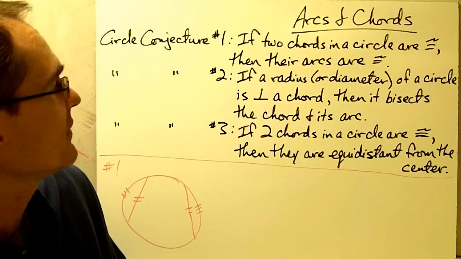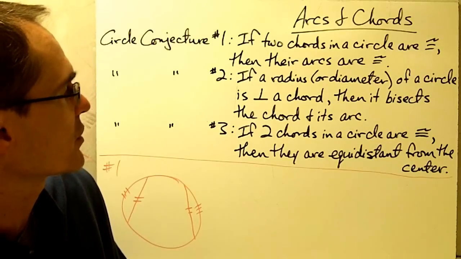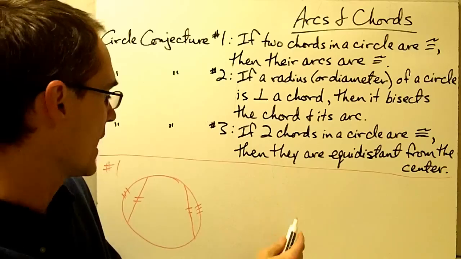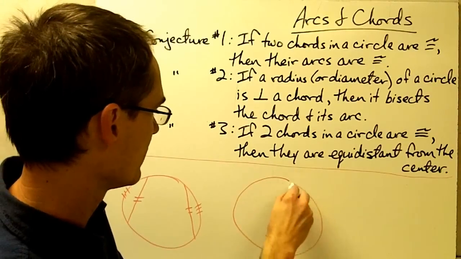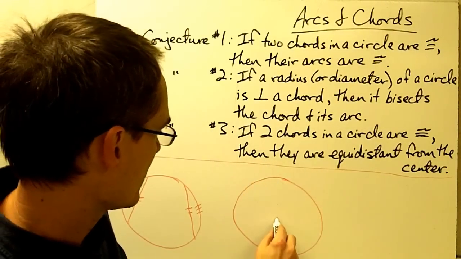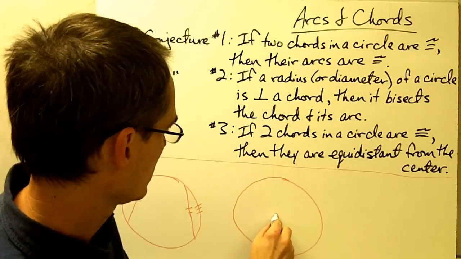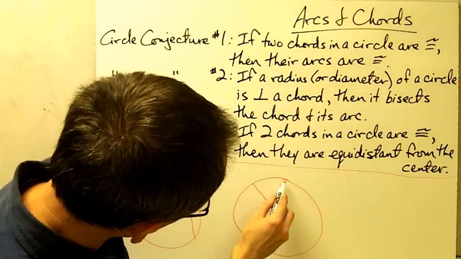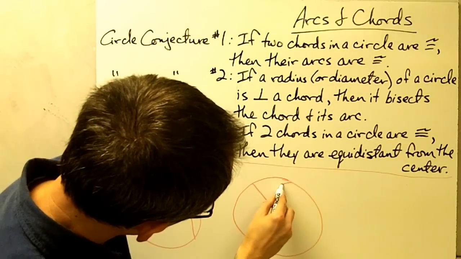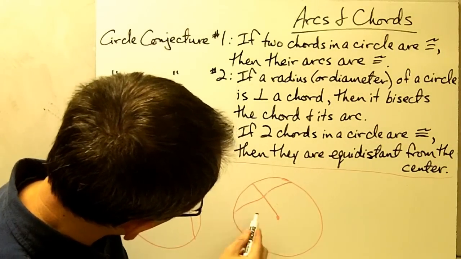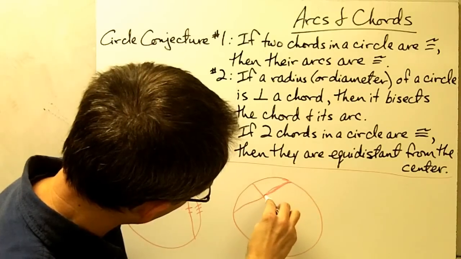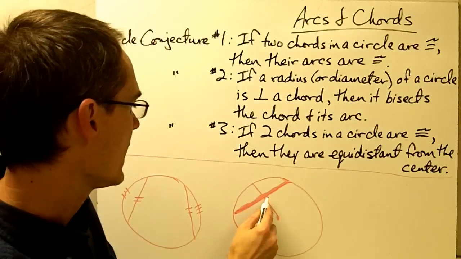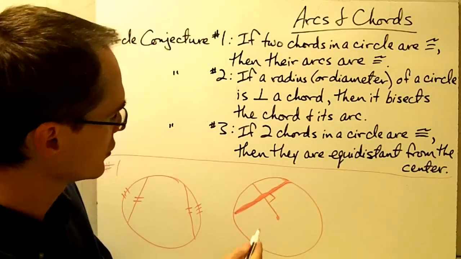Circle conjecture number two: if a radius or diameter of a circle is perpendicular to a chord, then it bisects the chord and its arc. Let me draw a picture. I'm going to draw a radius that is perpendicular to a chord. If I draw a chord here that's perpendicular to this radius, it's not a very straight chord. There we go. Here I have a radius that is perpendicular to a chord.